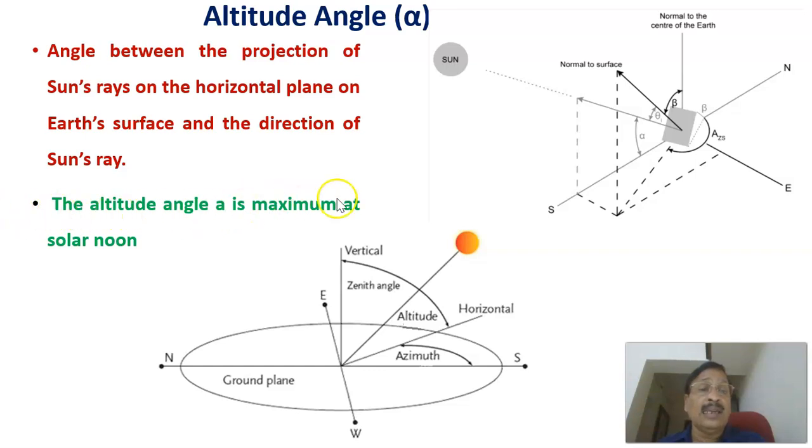This altitude angle is at its maximum at the solar noon. As the sun moves, the altitude angle will be maximum when it is at the solar noon. Therefore, the altitude angle changes as time changes, and it is the angle between the projection of the sun rays on the horizontal plane on the earth's surface and the direction of the sun rays. Therefore, this angle we call the altitude angle.